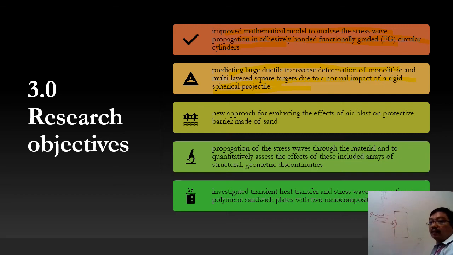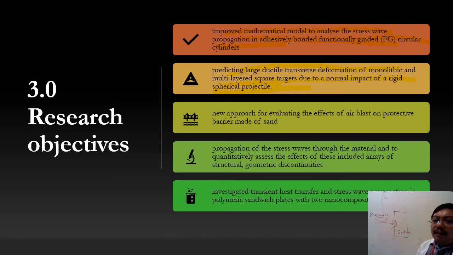What will happen? Okay, this is called large ductile transverse, meaning that this material is ductile, not brittle. Brittle like concrete. Okay, like concrete is brittle, like cement is brittle. But what happens with steel? Okay, like this, this is a ductile material. Ductile. What happens if a projectile hits the middle of it? What will the deflection and everything be?